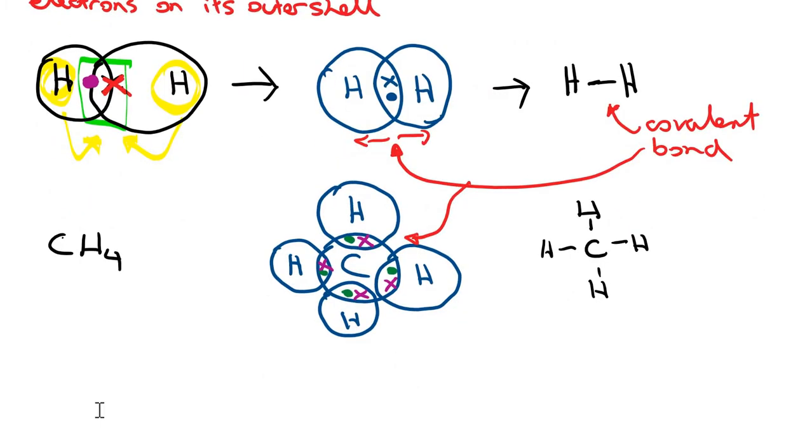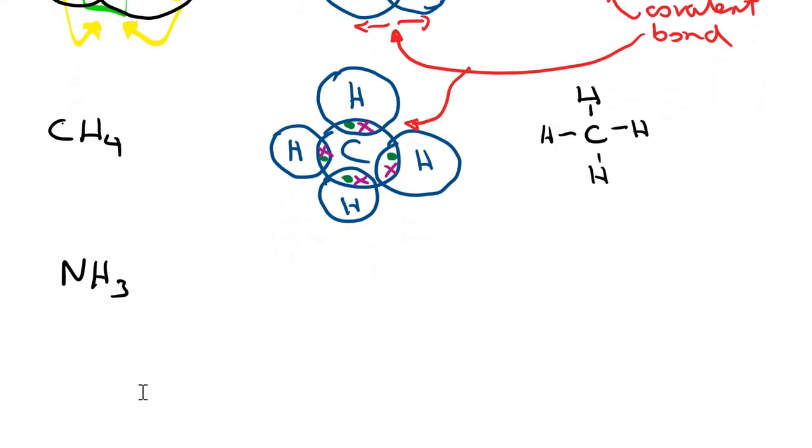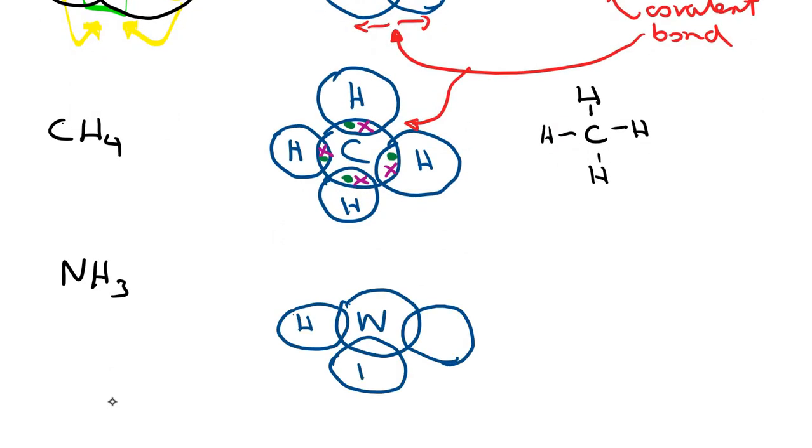Next, we're going to have a look at another molecule. We're going to look at what happens when nitrogen bonds. When nitrogen has 5 electrons on its outer shell, it's not going to form 5 bonds because that would give it an outer shell configuration of 10 electrons. What it does is it just forms 3 covalent bonds. So we're going to draw a central nitrogen atom with 3 hydrogen atoms around it and see what happens.